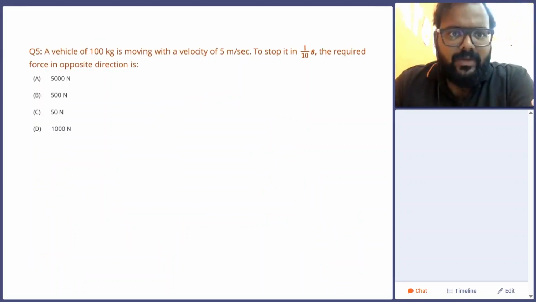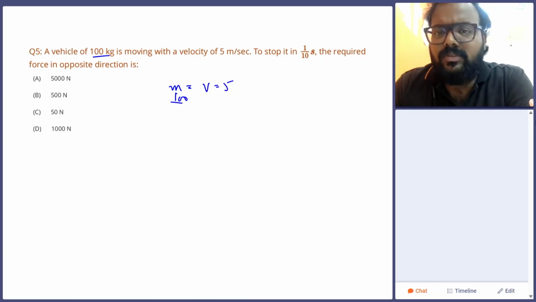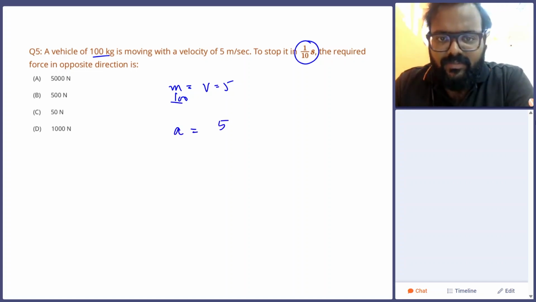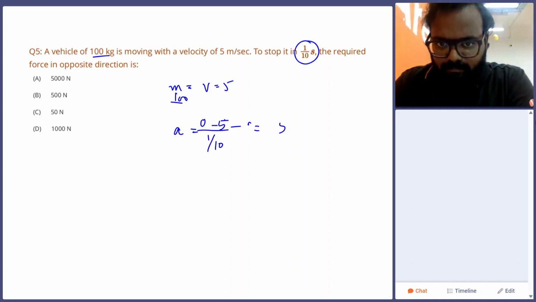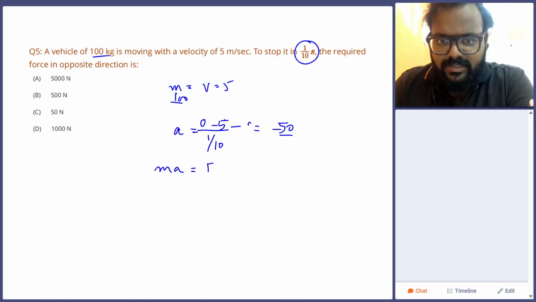Next question. A vehicle of 100 kg is moving with a velocity v equal to 5 meters per second. It has to be stopped in 1 by 10th of a second. What is the required force? What's the acceleration that it would suffer? v minus u by t, 0 minus 5 over 1 by 10. So it will be minus 50, it's in the opposite direction. Right. Ma is equal to force. So 100 into 50 gives you the force, which is 5,000.